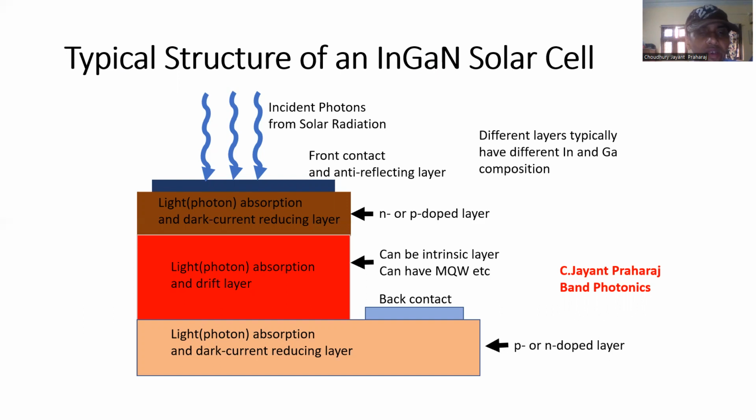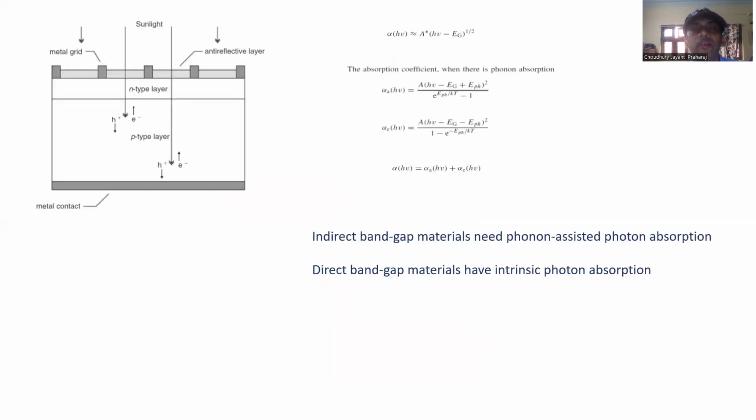Now, these different layers, as I already mentioned, have different indium and gallium composition in order to optimize the device characteristics. So in this slide, we show typical absorption characteristic equations for direct bandgap and indirect bandgap materials. So this goes into the physics of light matter interaction in these semiconductors. Now, in direct bandgap materials, close to the bandgap and above the bandgap, the absorption coefficient depends in a square root fashion on the incident photon energy. It's basically square root of the photon energy minus the band gap energy and times some constant.